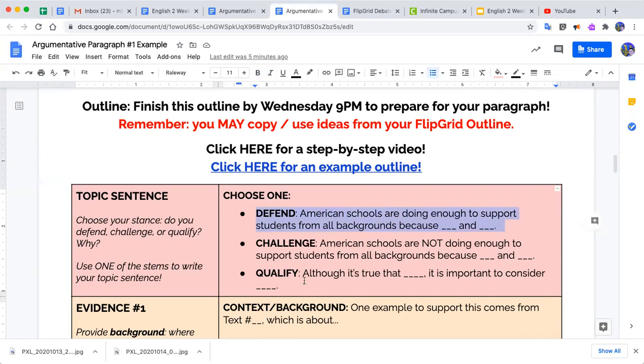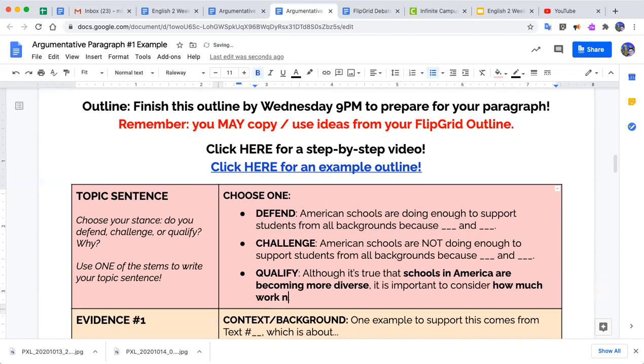In my case, I qualify, so I would probably be in the middle. I would say, although it's true that schools in America are becoming more diverse, it is also important to consider how much work needs to be done to welcome those students. So in my case, I'm in the middle. I would say that schools are becoming more diverse, but I don't think that means that they are welcoming all students yet. That's part of why I chose that opinion. So whatever you believe, whether you defend, challenge, or qualify, you can choose your opinion and then use one of the stems to write your topic sentence.